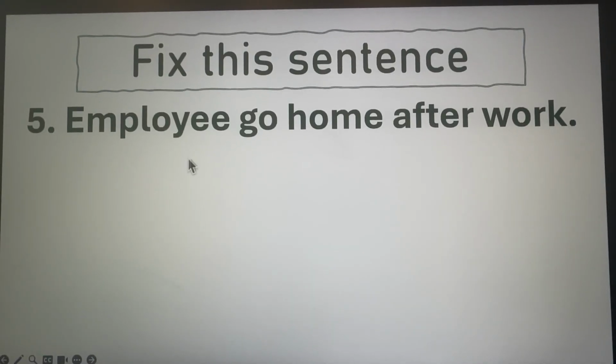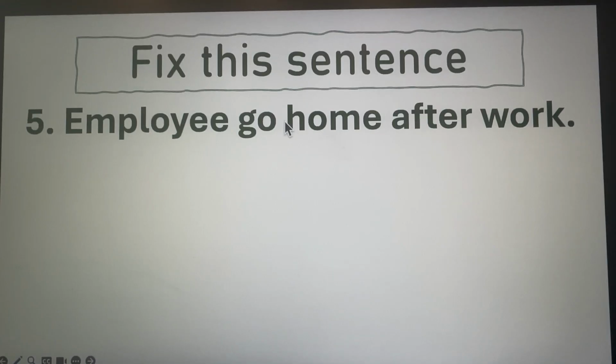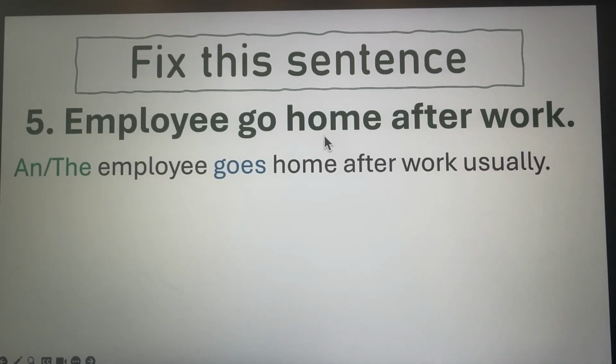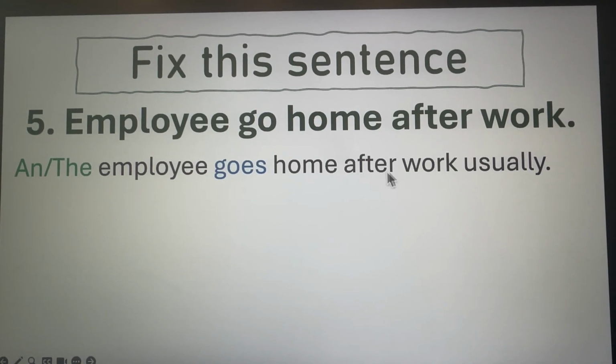Last sentence. Employee go home after work. Remember, home is special, so I don't have to put an A, N, or the in front of that. In fact, I hardly ever would. Never probably use one for home because it's special. An employee, I say an because it starts with a vowel. An employee goes after work.